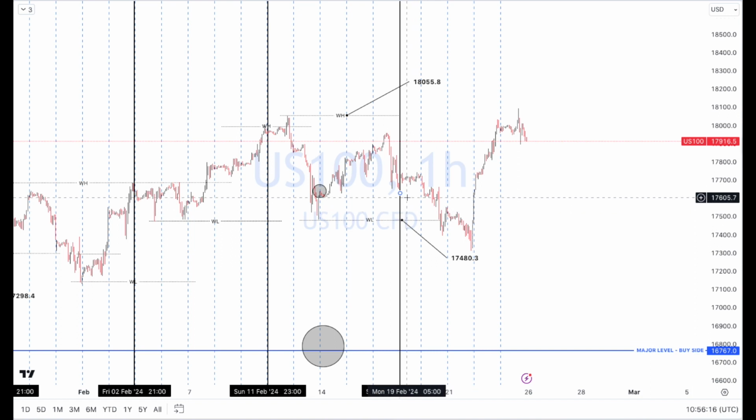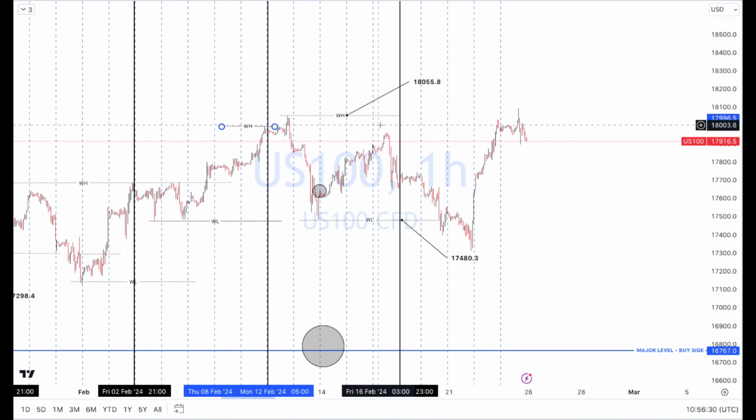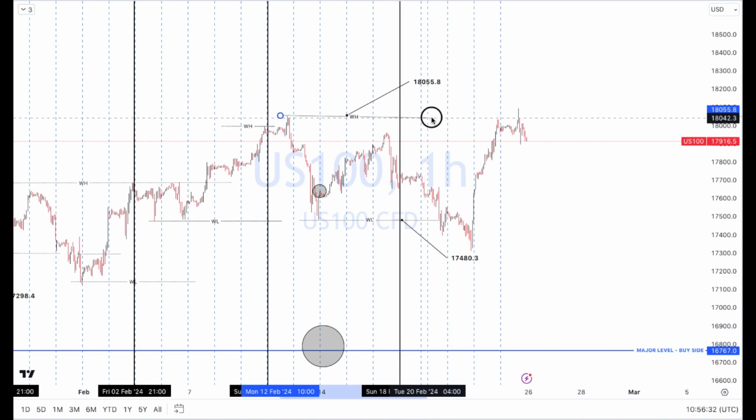So Monday is taking place. Monday is a holiday in the United States, so price is consolidating. As you can see here, it's just consolidating, right? Now the weekly high was already set from the previous week, so let me just move this one back and bring this one forward. So the weekly high we're referring to is this one over here, okay?